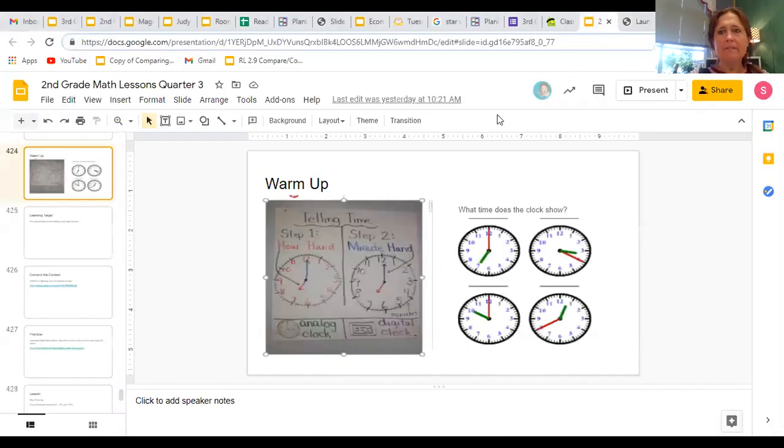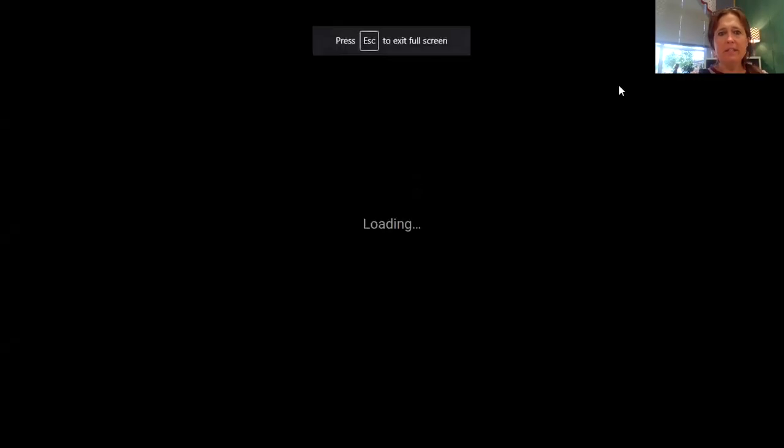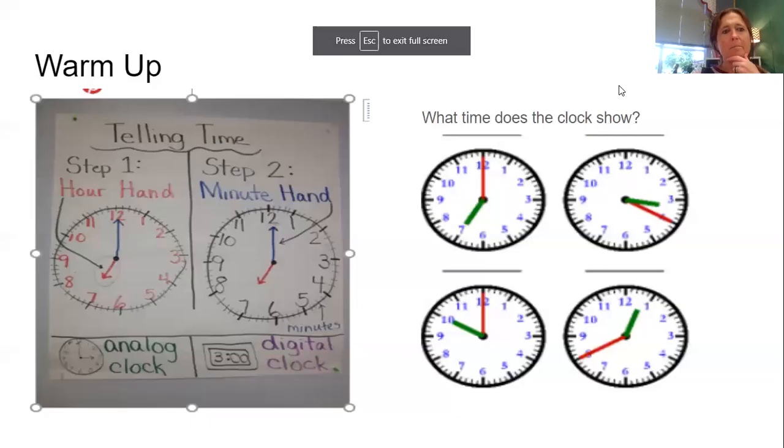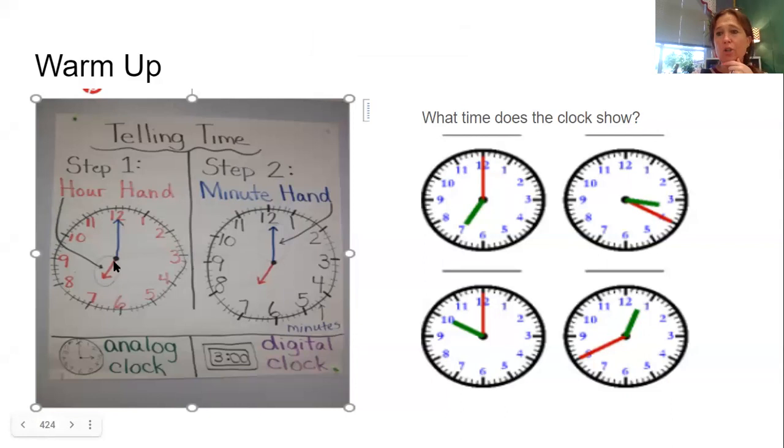Alrighty, so the first thing I want to go over with you is telling time. Remember, the hour hand when you're telling time is the shorter hand. The minute hand is the longer hand, okay? These are known as analog clocks. A digital clock is one that automatically tells you the time on the screen.